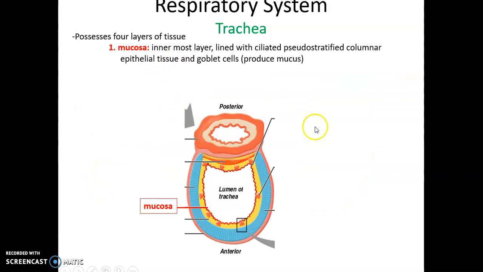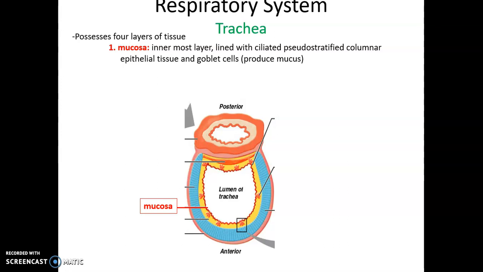The first layer of tissue, the deepest layer, is the mucosa. So the mucosa lines the inside of the trachea, is adjacent to the lumen or open space within the trachea. And of course, the trachea should always be open and filled with air.